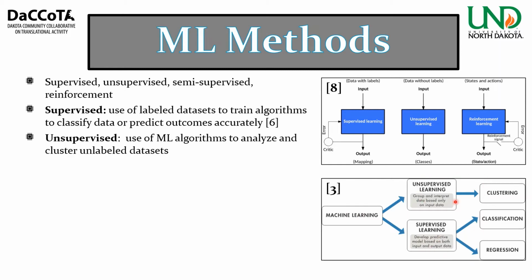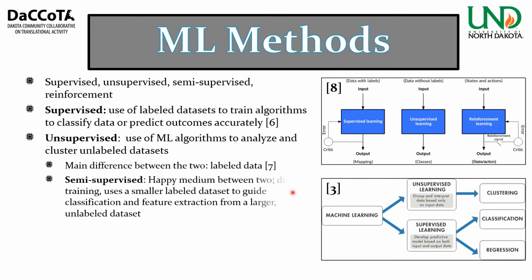Again, you can see that unsupervised goes into clustering. Also, we'll see dimensional reduction. And then supervised learning is what classification and regression can be used for. So again, the main difference between the two is the use of labeled data. Supervised has data with labels and unsupervised has data without labels.